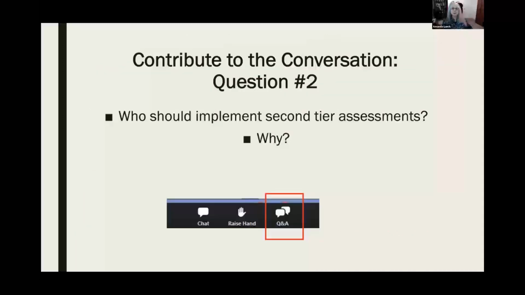So, who should implement second-tier assessments and why? A thought question. Dr. Hartman, do you have a question for us? None that I'd like to bring to the front. I think we'll keep going. Okay.